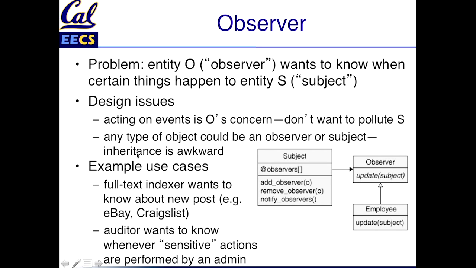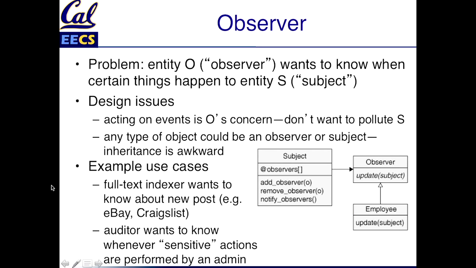Other example use cases that come up in SaaS apps all the time, think about Craigslist, right? When you do a new post, there's actually a separate indexer that is the thing that's consulted when people search for keywords. So whenever a new post happens, you'd want to notify the indexer so that it can update its index. Another possibility is if your app does certain actions that are sensitive and you want to be able to audit those actions. So you don't want to modify the logic for the actions themselves, but when one of those actions is triggered, you want to take some additional steps, like create a separate audit log showing who did those actions.